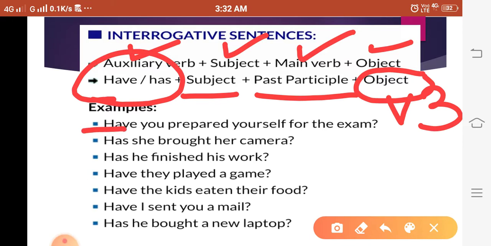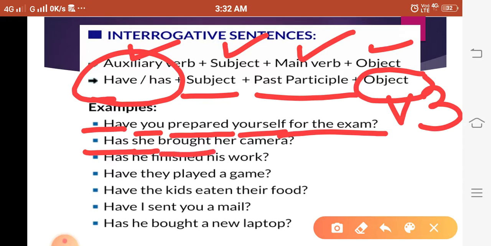Have, because with you we always use have. Then prepared is third form of the verb prepare, yourself for the exam, this is the rest of the part of the sentence. Clear? Now second example, has, because the subject of ours, she, is singular. Then brought is third form of the verb bring. Then her camera, it is our object in the sentence.